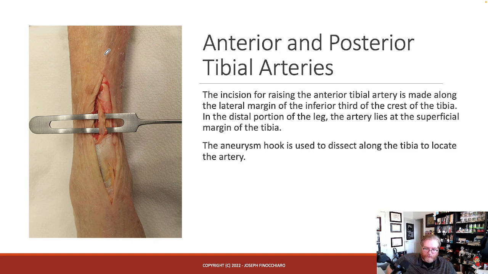The incision for raising the anterior tibial is made along the lateral margin of the inferior third of the crest of the tibia. In the distal portion of the leg, the artery lies superficial to the margin of the tibia. There's the margin of the bone. It's right underneath it. The aneurysm hook is used to dissect along the tibia to locate the artery.